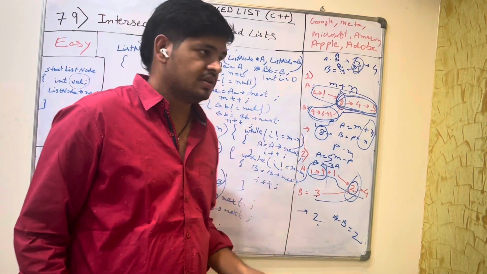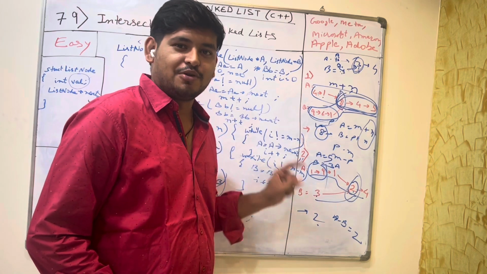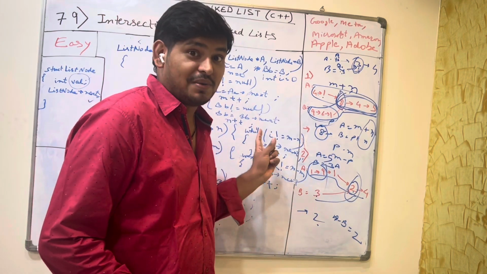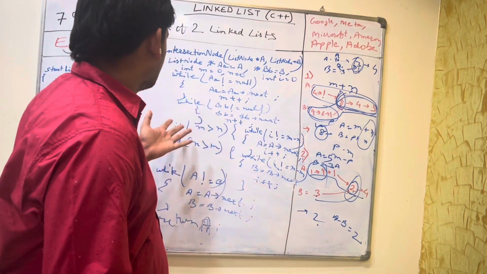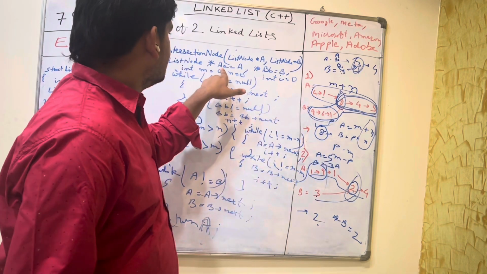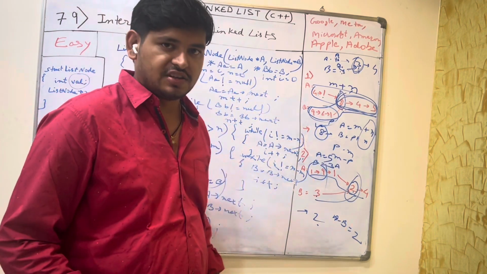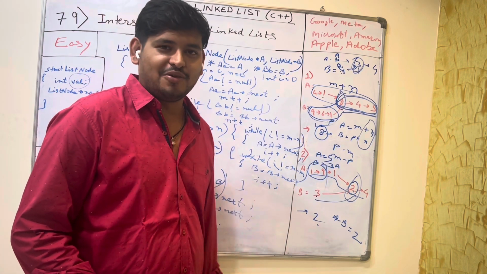This is a very simple question. The link to the question is given in the description. Please try it yourself and then come to my code walkthrough section. The time complexity is order of n and the space complexity is order of 1, right? We have not taken any extra space, we have not created any extra node. So try it yourself, the link is there, and then come to my code walkthrough section.